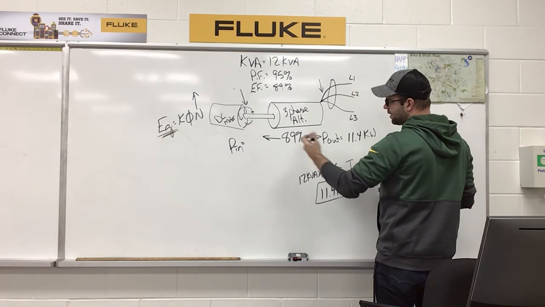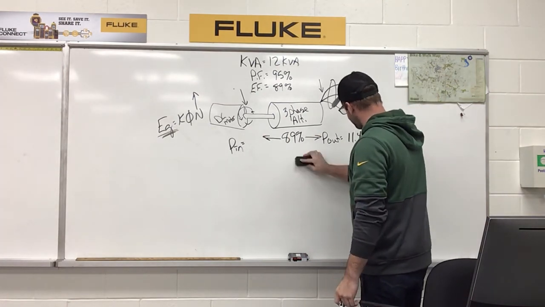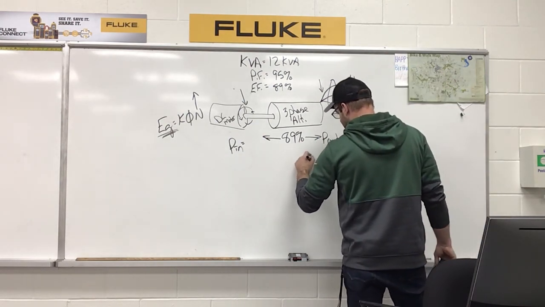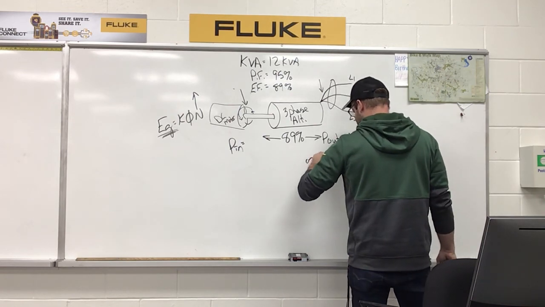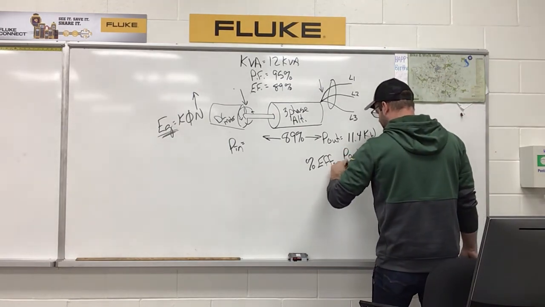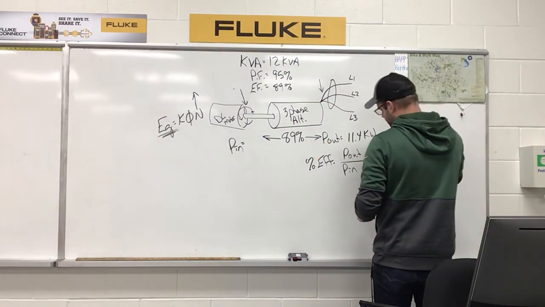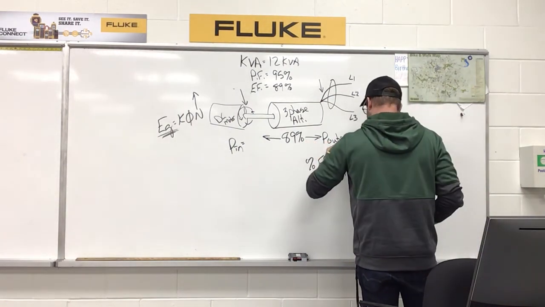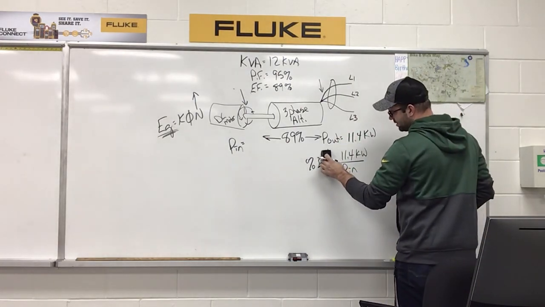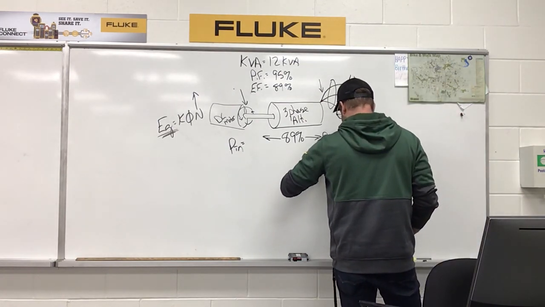And now we want to calculate what our power in is. And remember, it had to be a larger number. So we're now looking at efficiency. So percent efficiency is equal to power out over power in. So our power out, we know, is 11.4 kilowatts. And our efficiency is 89% or 0.89.